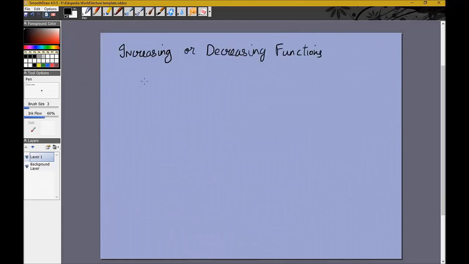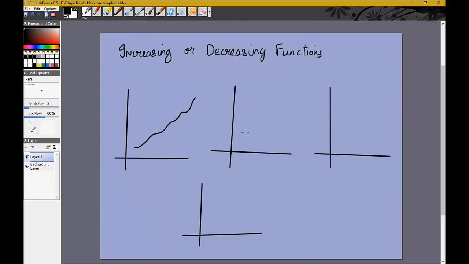So if you look at the graph of a function, I'll just draw some graphs first. Say one is like this, the other is like this, right? So these are just four functions. Now this function, you can see that as the value of x goes up, the value of y goes up, right? So this function is what we would call a strictly increasing function, right?